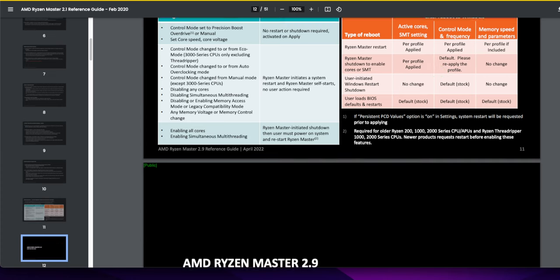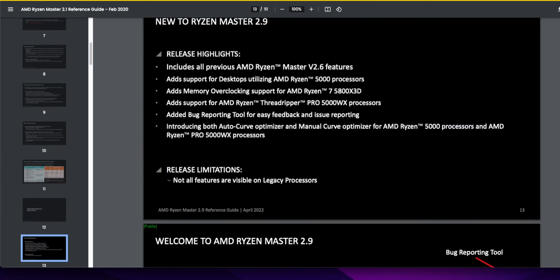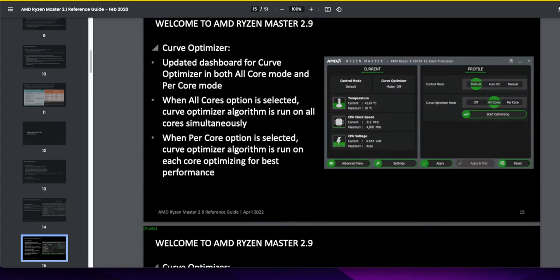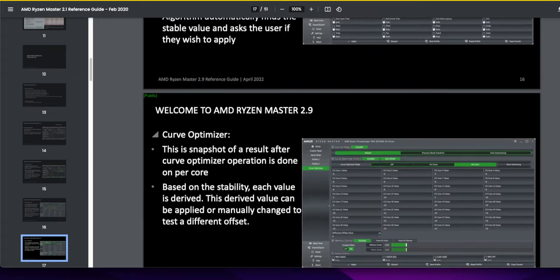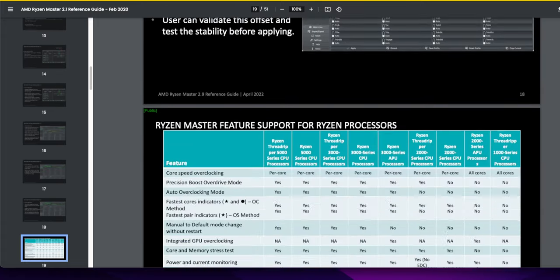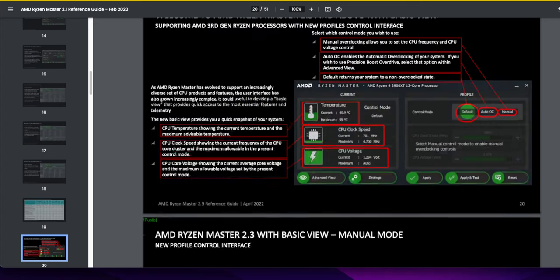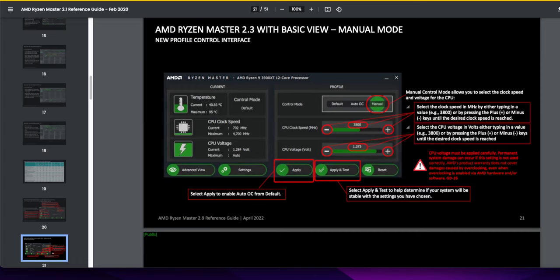Oh my God, 51 pages of knowledge. Oh my gosh. I'm just going to scroll through here for a minute. Oh, there's a bug reporting tool, curve optimizer. Look at this. Knowledge is power. It really is. Knowledge is power. Basic view.